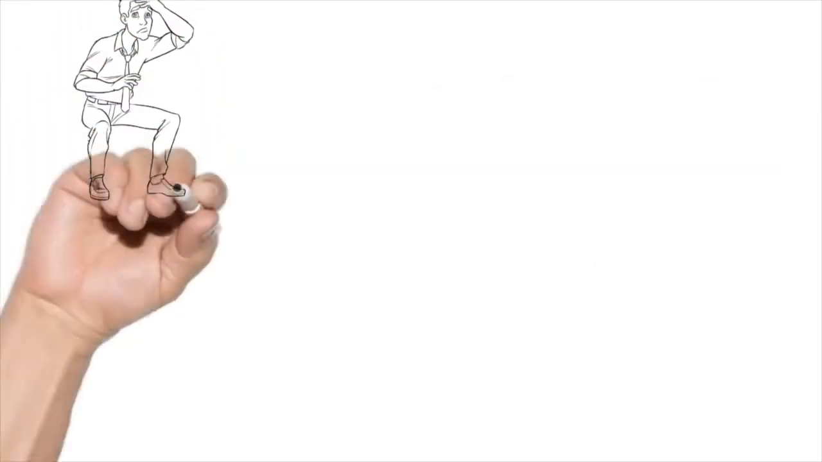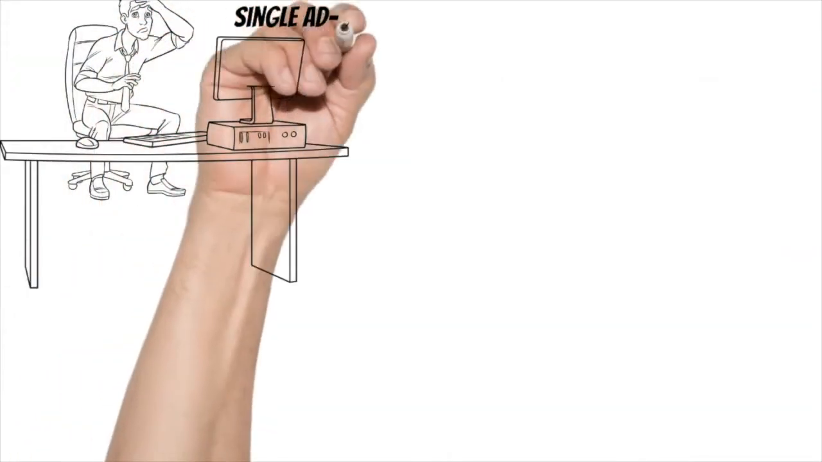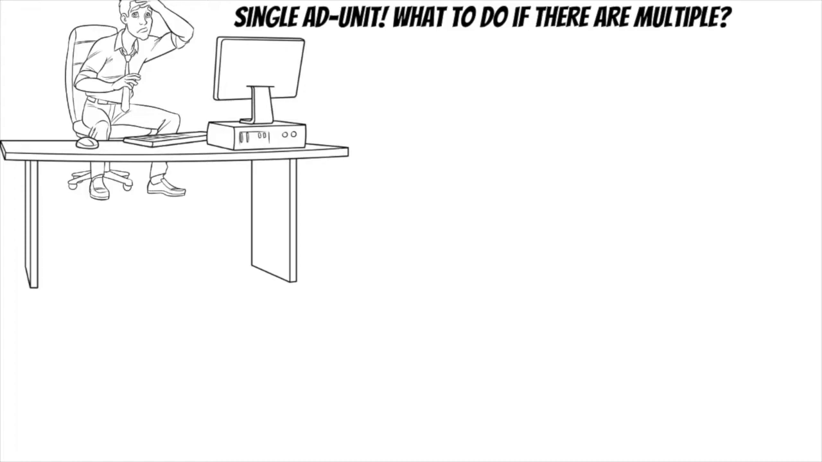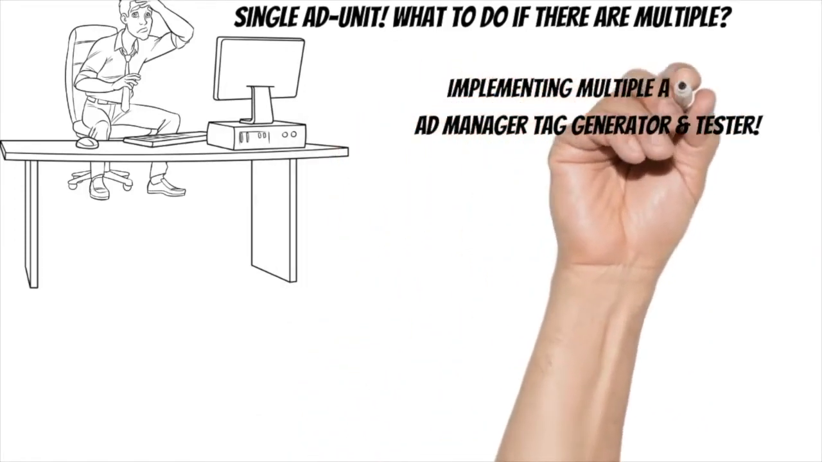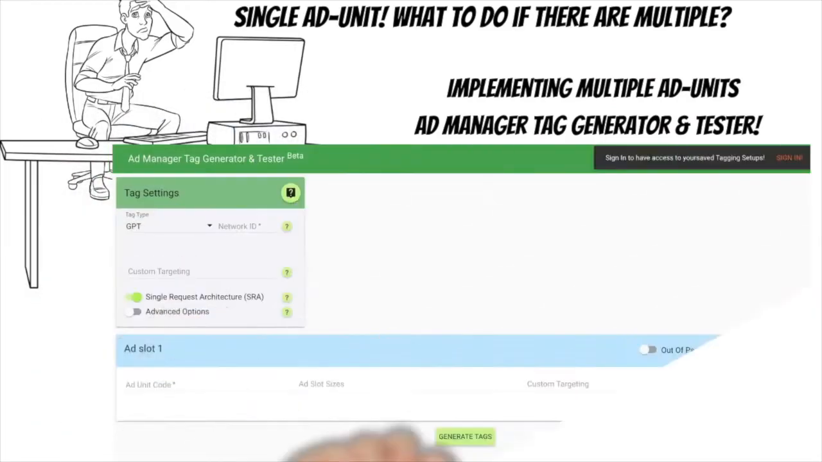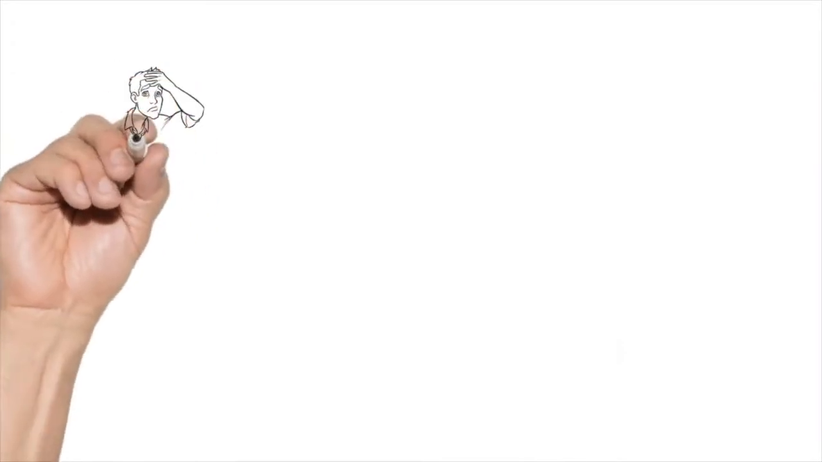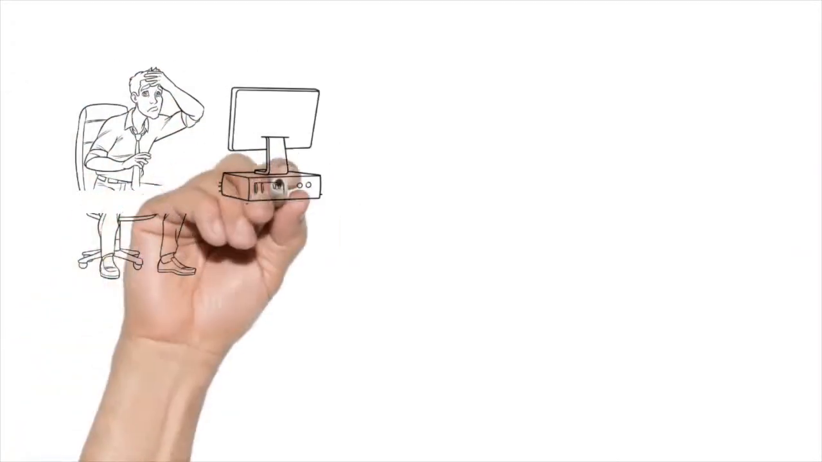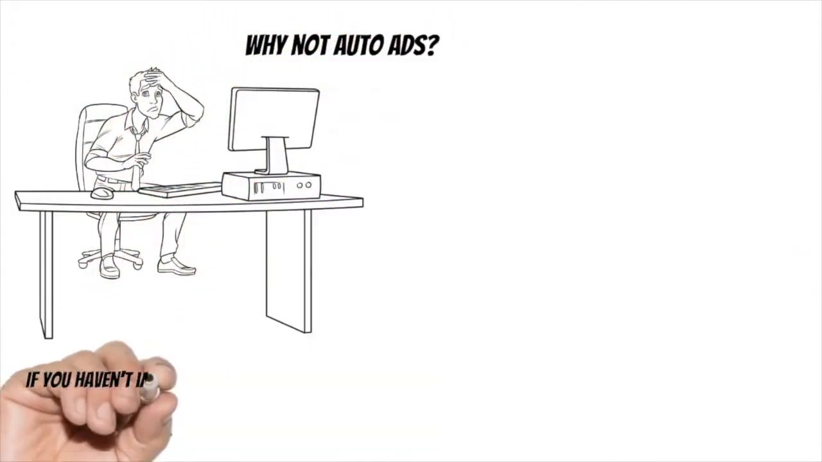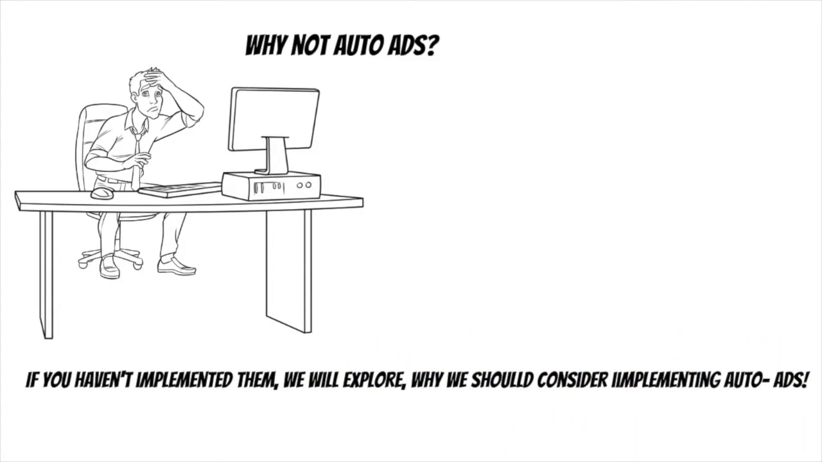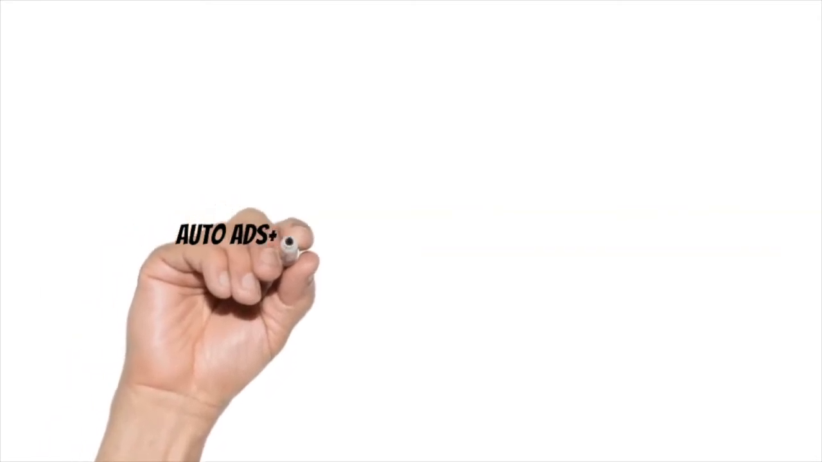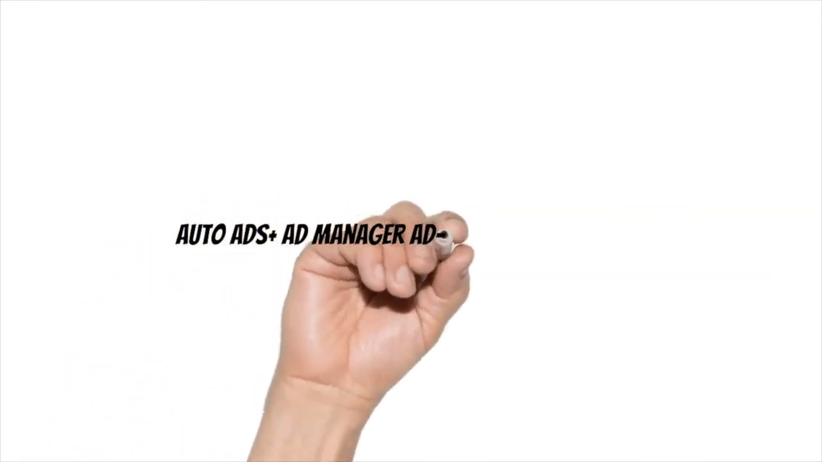In the previous video, I only explained the process of how to implement a single ad unit. So this was also a question that was coming in. Now in this video, I'll take you through the process of what needs to be done when you have multiple ad units. We'll migrate from AdSense everything except your auto ads. If you haven't enabled auto ads already, I'll help you understand why you should consider implementing them. So a setup would look something like auto ads plus Ad Manager units.